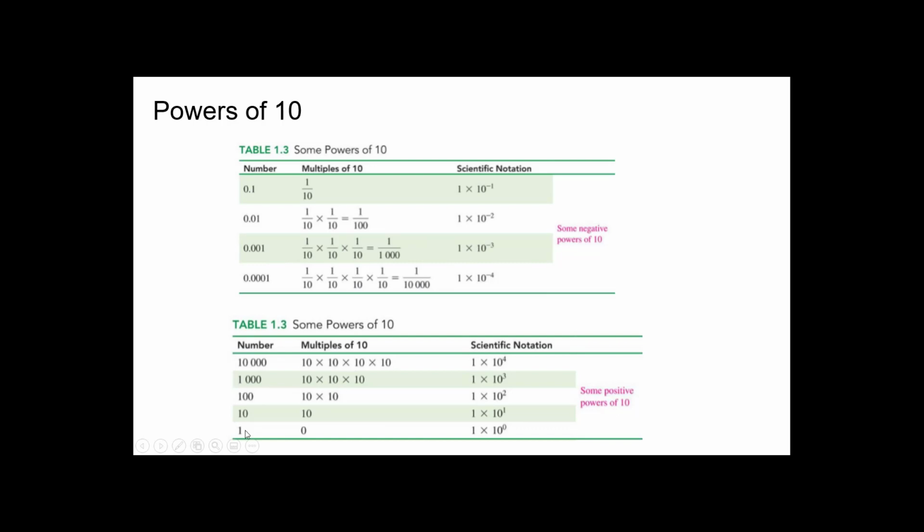Same thing down here. If you have 1 times 10 to the 4, that's 10 times 10 times 10 times 10. So this gives you an idea of what you're actually seeing that the calculator isn't going to show you.